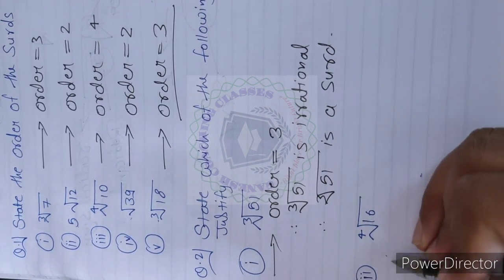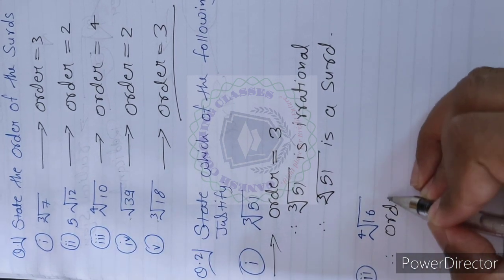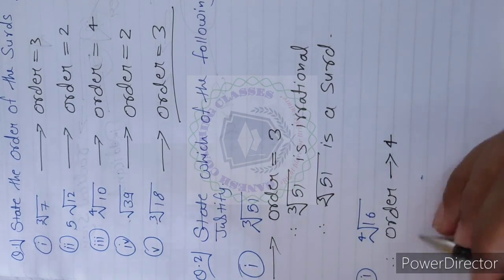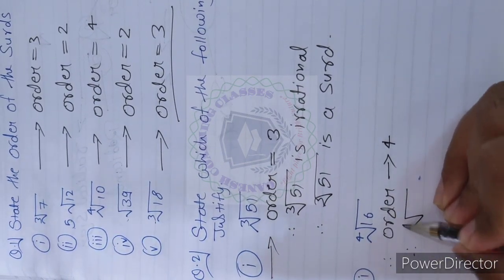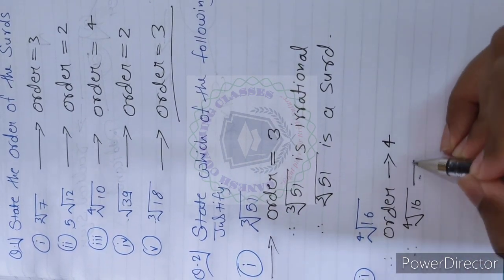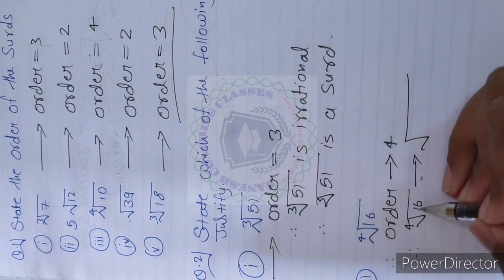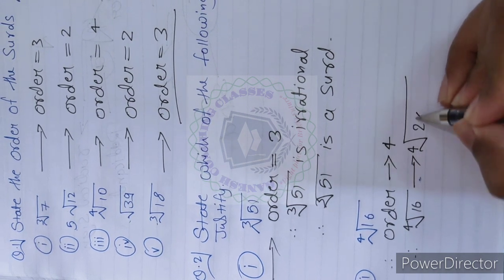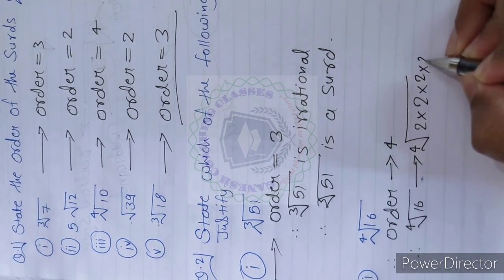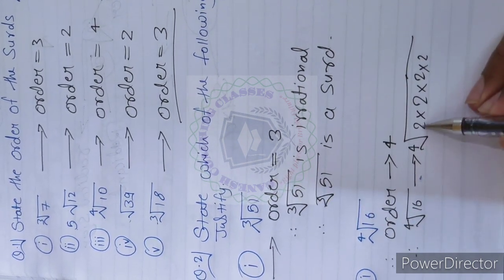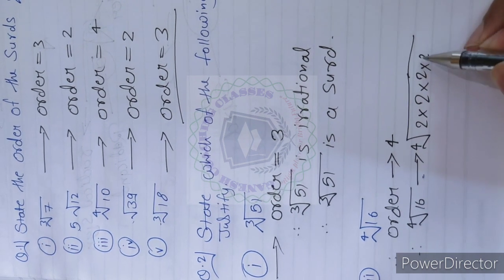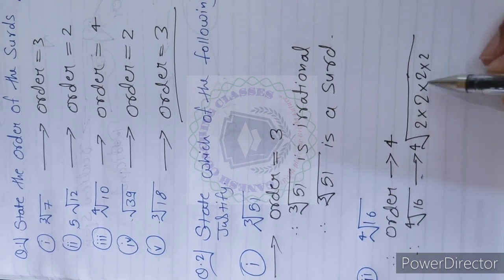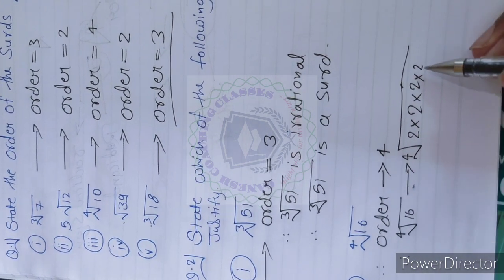So first of all, we will write the order. What is the order here? Order is 4. And here we can write the 4th root of 16, and 16 can be written as 2 into 2 into 2 into 2, 4 times 2. Here 2 2s are 4, 4 2s are 8, 8 2s are 16. So 16 can be written as 2 into 2 into 2 into 2. How many times multiplied? It is 4 times.